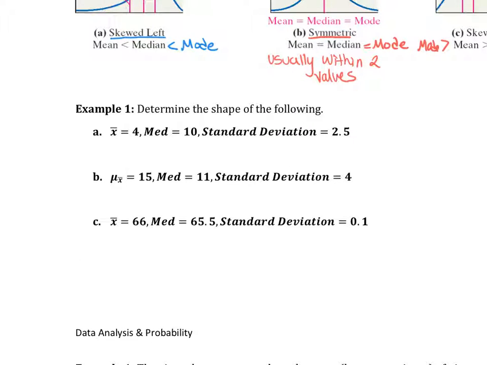I thought I changed this, but I guess I didn't. So can you guys cross out standard deviation for all three of these? And instead, we're going to have mode. So for letter A, we'll have mode equals 11. For letter B, we'll have mode equals 18. And then for letter C, we'll just have the median equal 67.